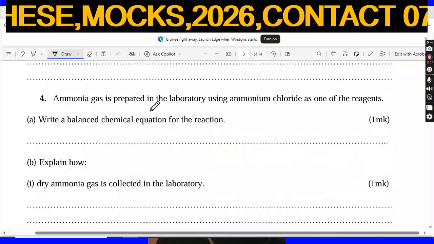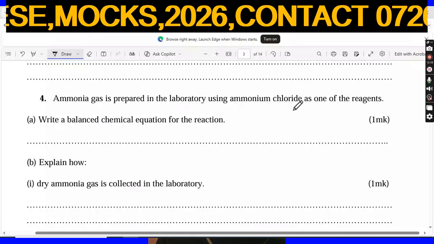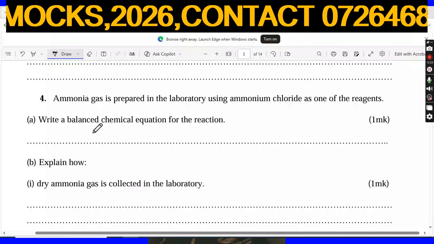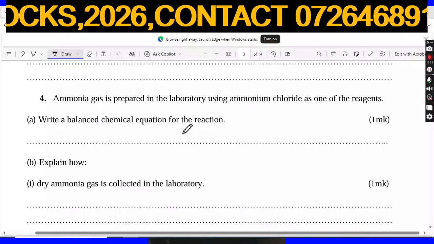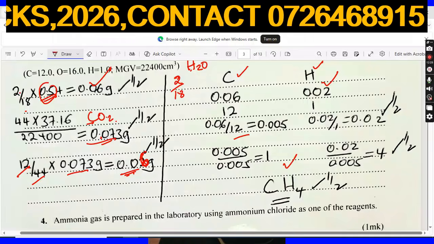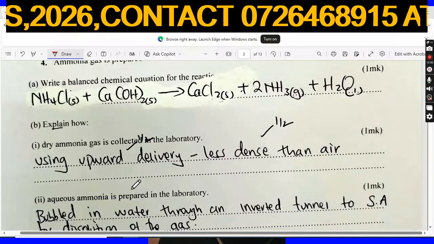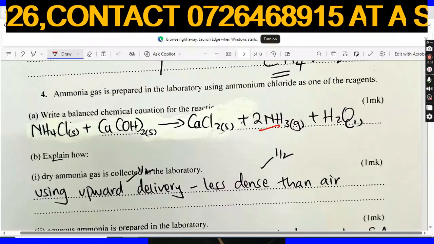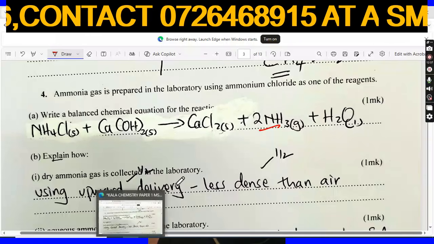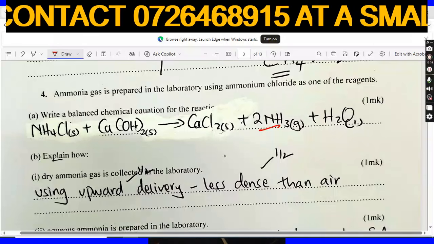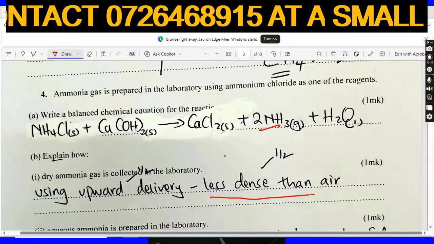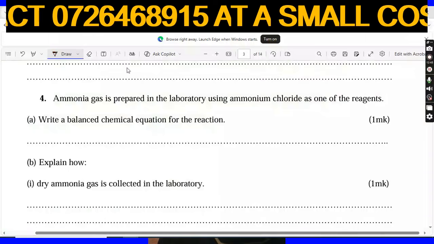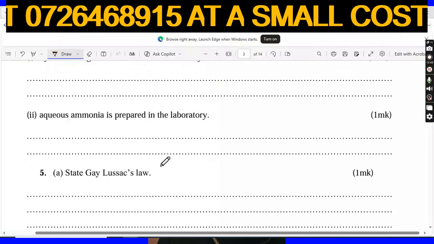Ammonia gas is prepared in the laboratory using ammonium chloride as one of the reagents. Write a balanced chemical equation for the reaction. That is the balanced chemical equation for the preparation of ammonia in the lab. Dry ammonia gas is collected in the lab using upward delivery because we know ammonia is less dense than air.